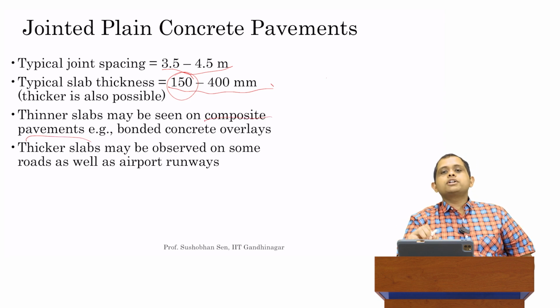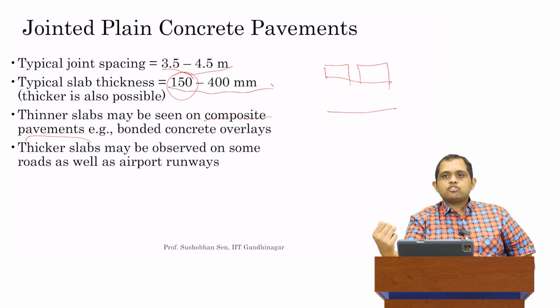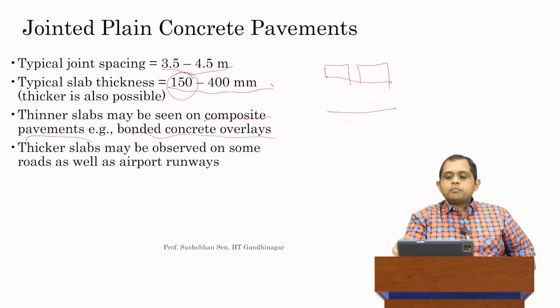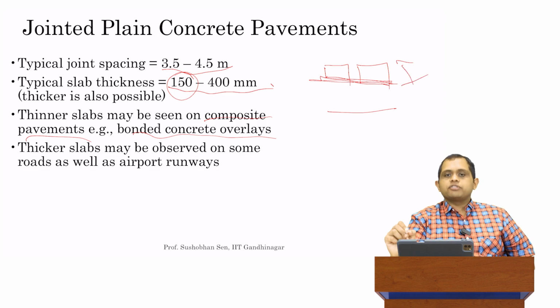So if we have a bonded concrete overlay, so if we have an existing asphalt layer, and on top of that, for the purpose of some amount of rehabilitation, we construct a JPCP section on top of it, then that is what we call a bonded concrete overlay. And in that case, because you have good bonding between these two layers, you can have a relatively thin surface layer, which is around 150 thick.